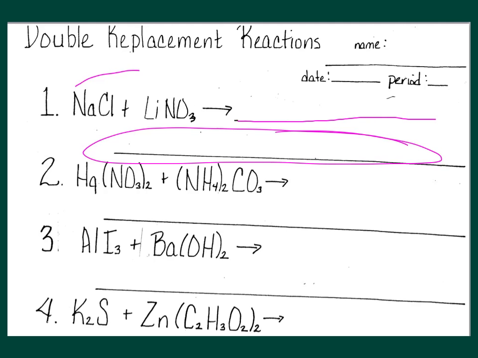So again, we're going to switch sodium and lithium. So you're going to have NaNO3 plus LiCl, and that's what this is going to look like. And again, all of these are plus and -1, so you don't need to have any subscripts there. So if you'll finish the rest of the examples on this worksheet for practice, and we'll go over the answer key later.